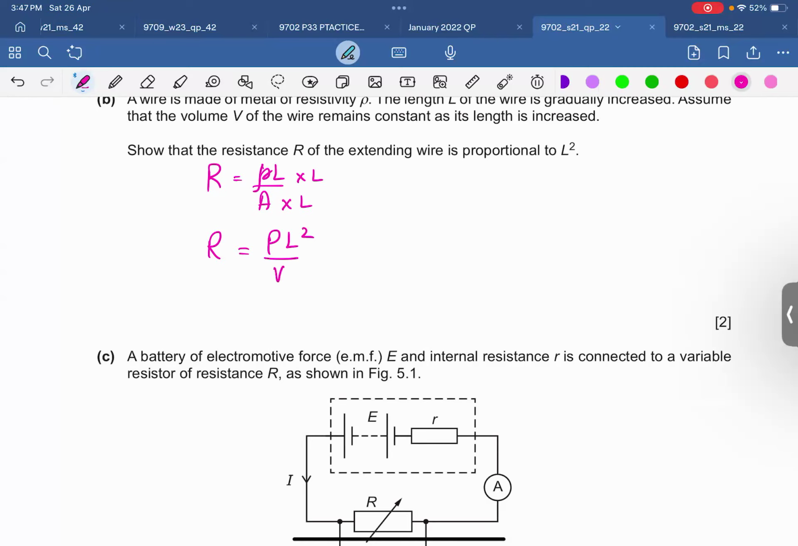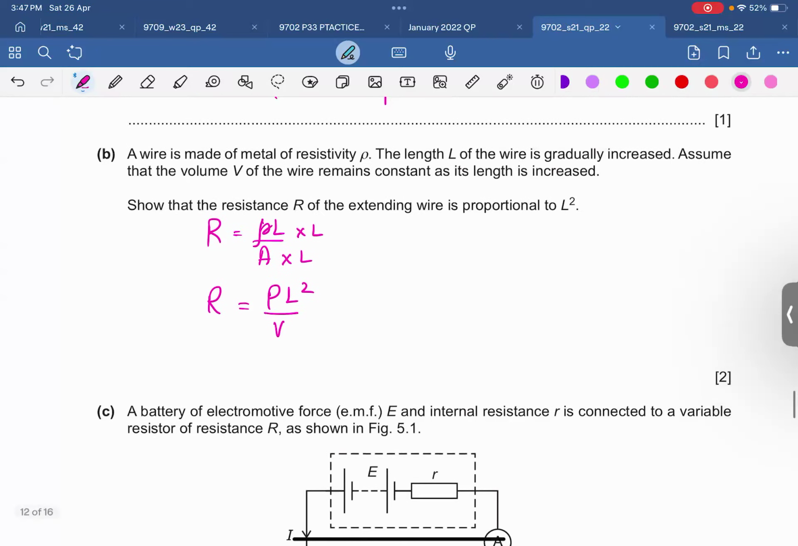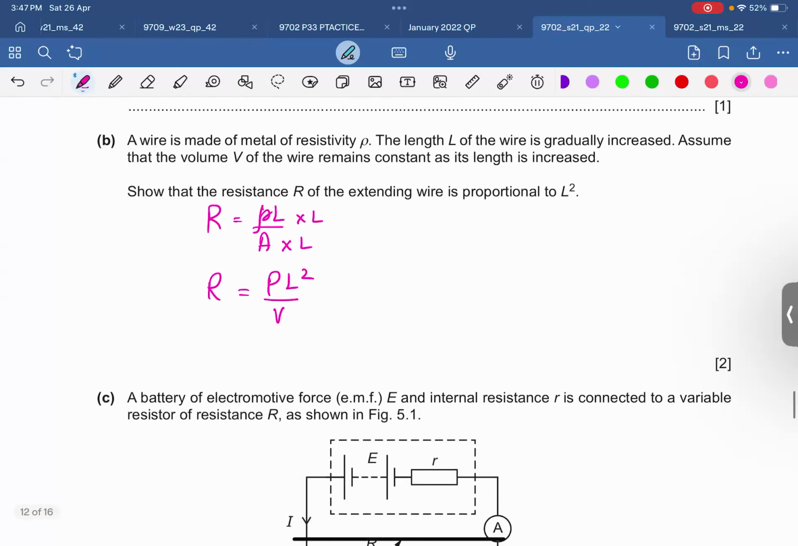Okay, and now show that the resistance of the extending wire is proportional to L squared, right? So yes, we can say that rho and volume are constant, I think. The gradual increase assumes the volume of the wire is constant. So we can say that rho and V are constants. So R is directly proportional to L squared. Fine, let's move ahead.